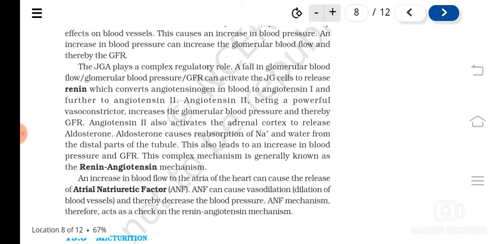Angiotensin 2 will be produced. It functions as a vasoconstrictor, and it can also stimulate the adrenal cortex to release what? The aldosterone hormone, and that causes what? Reabsorption of sodium and water, and this leads to the increase in blood pressure and GFR.